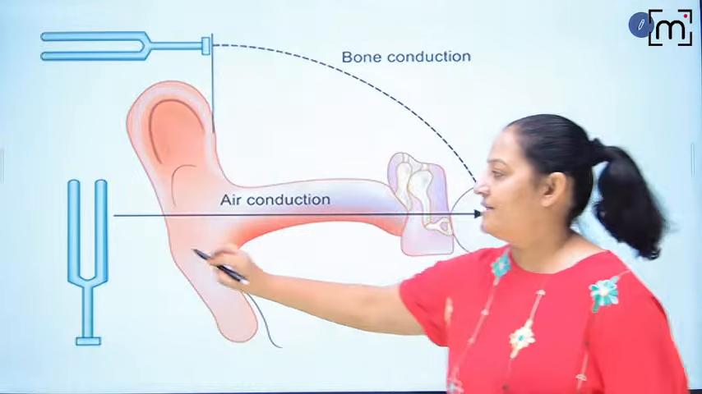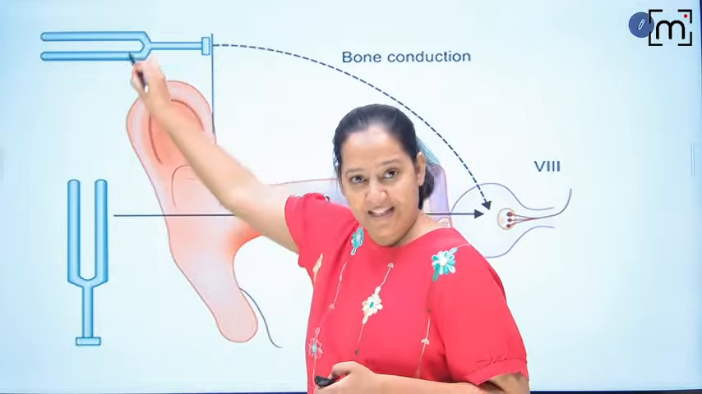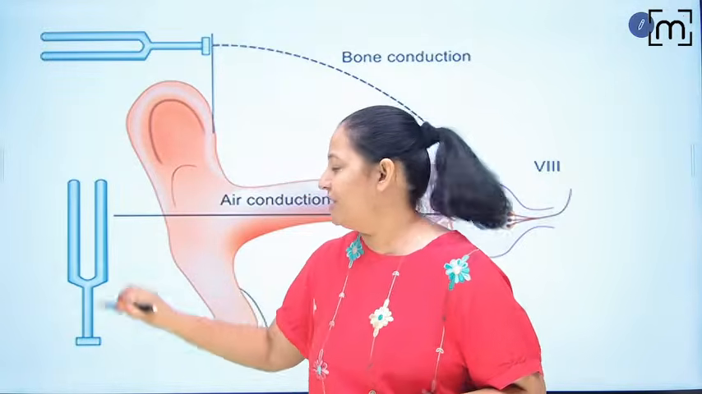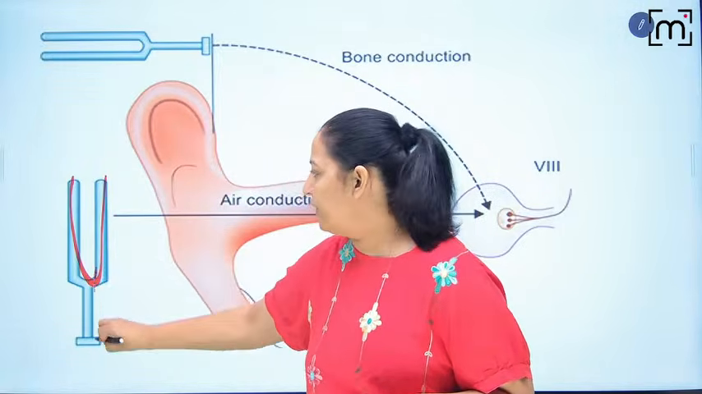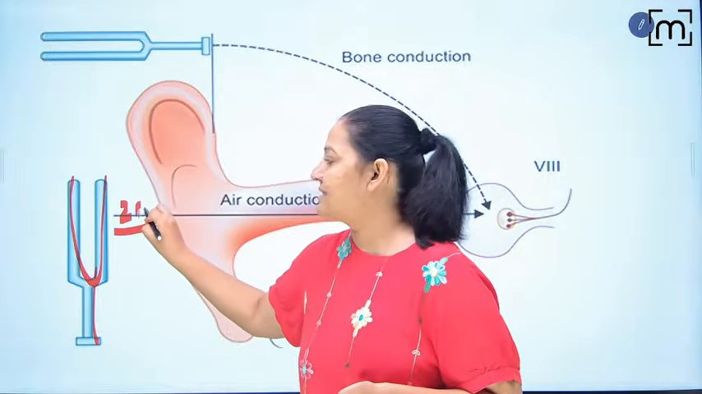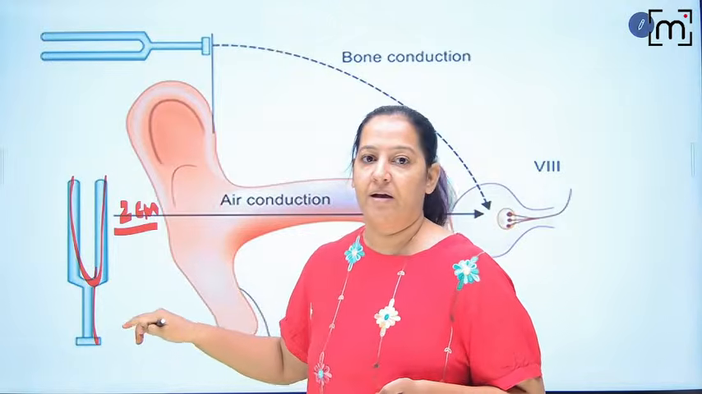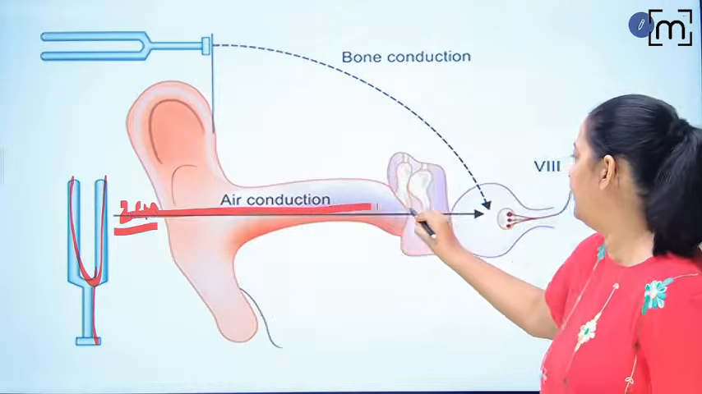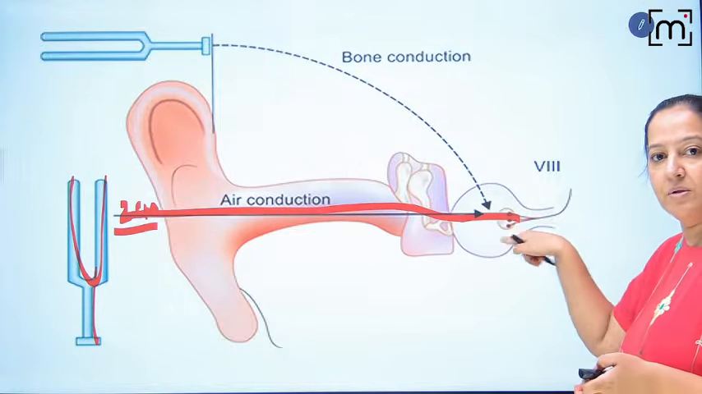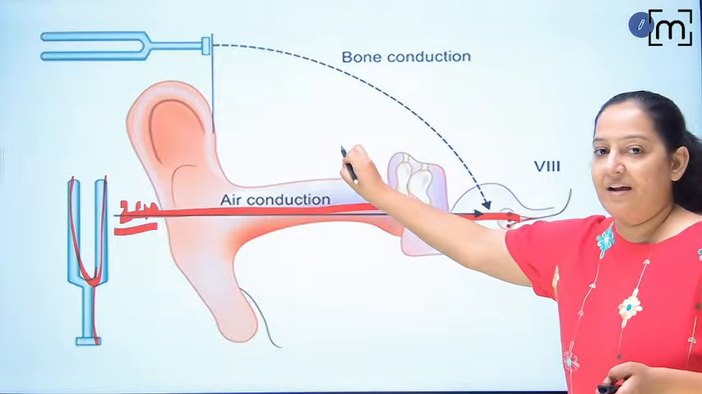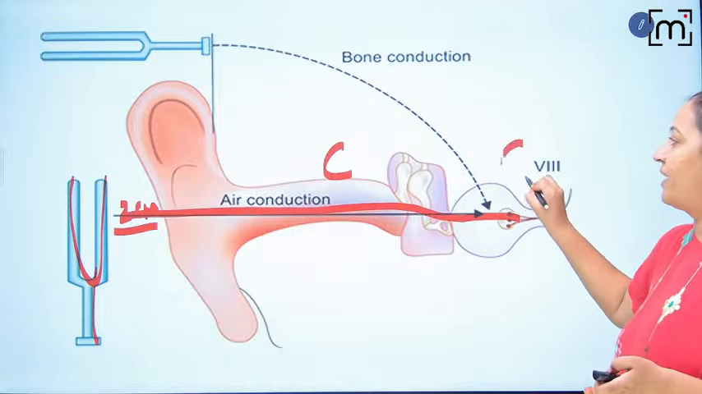You can see this one, don't see that one. See this one, that is bone conduction. I will teach you that next. So I am putting the tuning fork at a 2 centimeter distance from the external auditory canal. So sound waves are going here, here, here, and the complete cochlea also. This is the cochlea. So it is testing conductive and cochlear, both.